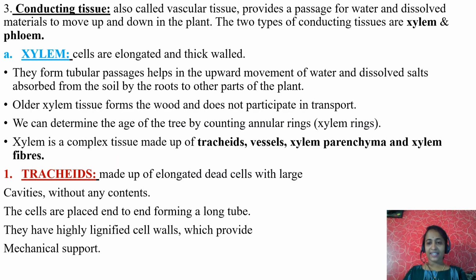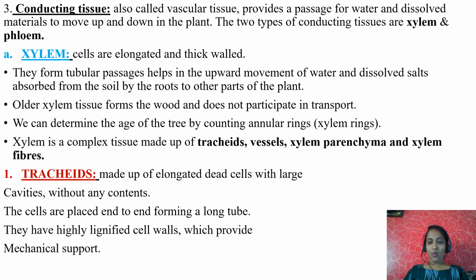As the name indicates, conduction. It is also called vascular tissue. Conductive tissue is also called vascular tissue. It provides a passage for water and dissolved materials to move up and down in a plant. So, conducting tissue conducts food and water to the plant body. The two types of conducting tissue are xylem and phloem.